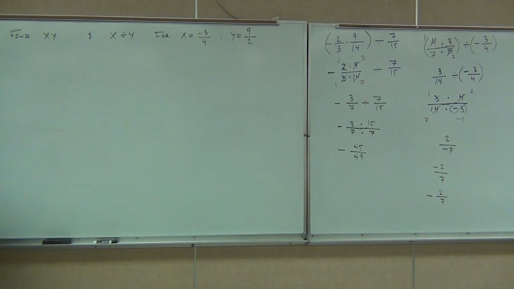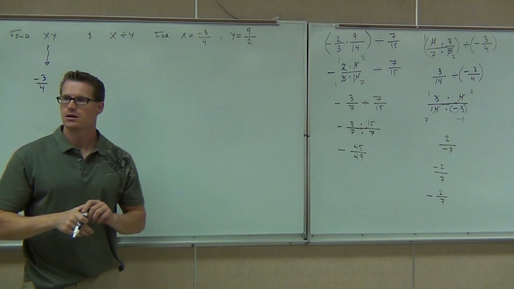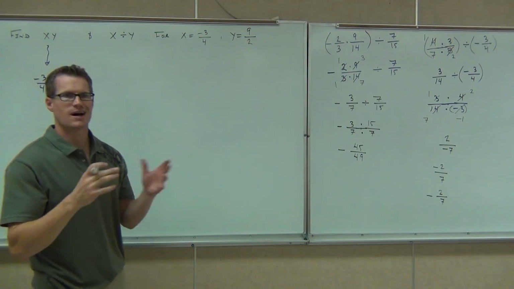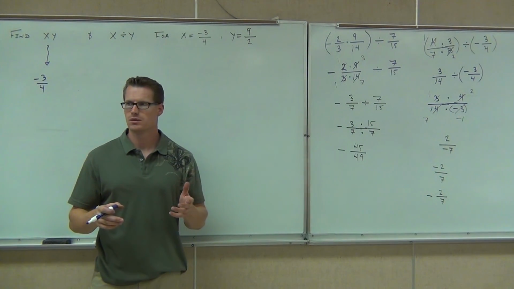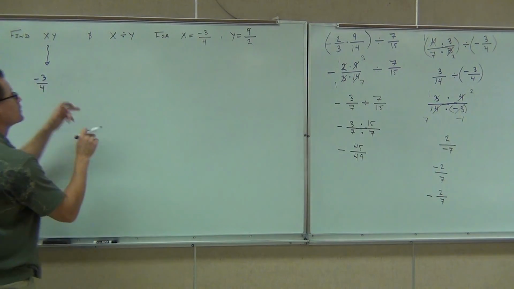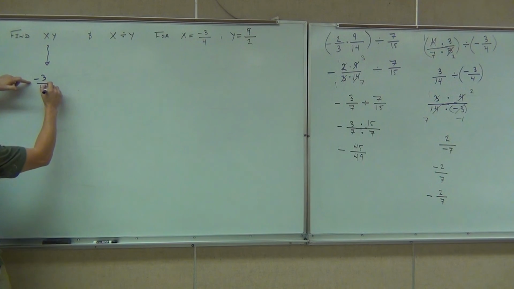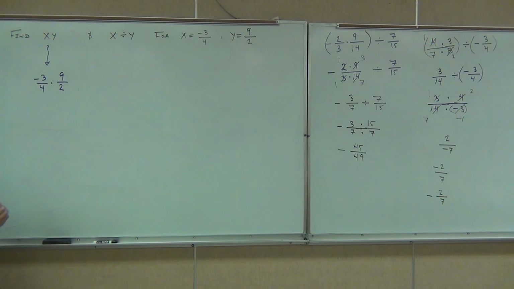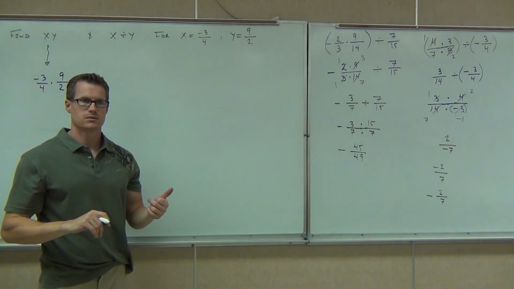What do I need to write for xy? Negative, okay, negative 3/4, and then what? Divide by 9. We're dividing there? No, times. Okay, how do you know it's times? How do you know it's multiplication? We run them next to each other. Yeah, that's what that means. We have xy right there. That means x times y. So x was negative 3/4. y is 9/2. Can you do that? Yeah. Great, we can do that one.